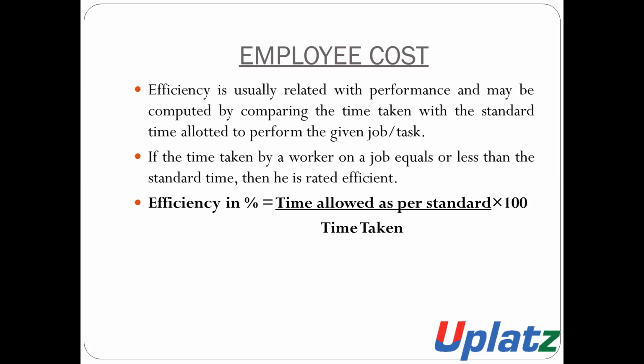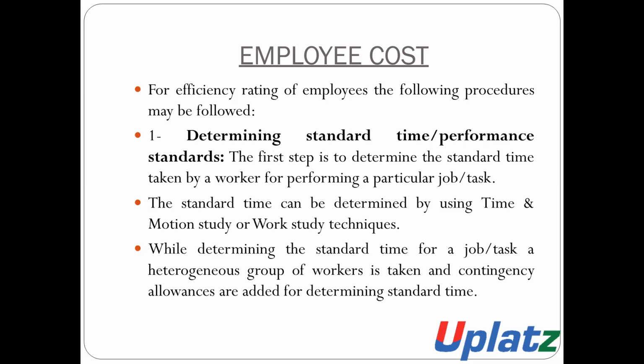Efficiency in percentage: how will we calculate it? The formula is: efficiency in percentage is equal to time allowed as per standard, divided by time taken, into 100. On the basis of this formula, we can calculate the efficiency in percentage.